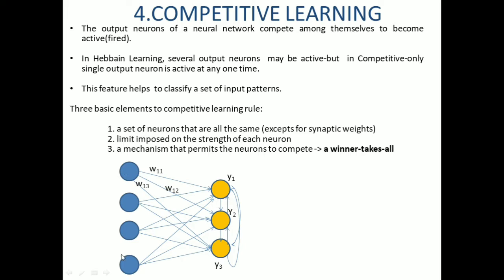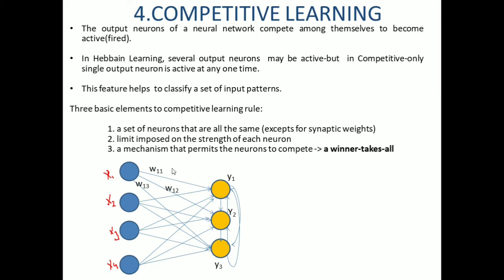If you observe here, all the input neurons are connected to all the output neurons. These are the layers of input nodes, which we can call x1, x2, x3, and x4. And the outputs are y1, y2, and y3. Also we have the synaptic weight connections here: W11, W12, W13, W21, W22, W23, W31, W32, W33, W41, W42 and W43.